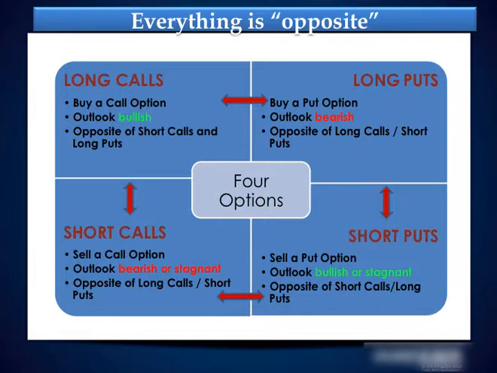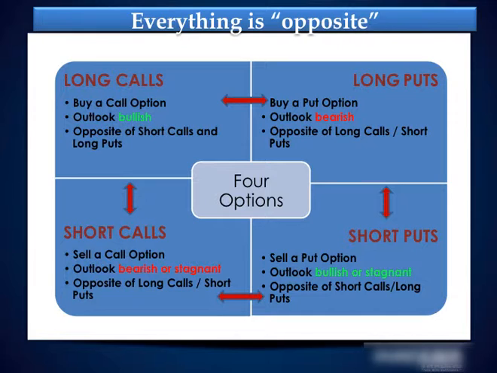Each option has 2 opposites. The long call will have an opposite on the call side and an opposite on the put side. And the long put will have an opposite on the call side and an opposite on the put side. Similarly, the short calls and the short puts also have opposites. So if your outlook is bullish, you basically have 2 kinds of strategies: the long call or the short put. And if your outlook is bearish, you have the long put and the short call.